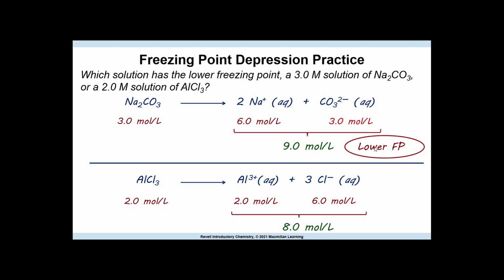Similarly, aluminum chloride dissociates to form 1 aluminum ion and 3 chloride ions. An initial aluminum chloride concentration of 2 moles per liter results in an aluminum concentration of 2 moles per liter and a chloride concentration of 6 moles. The total ion concentration is 8 moles per liter. Because the sodium carbonate solution has a greater number of dissolved ions, the solution will have a lower freezing point.